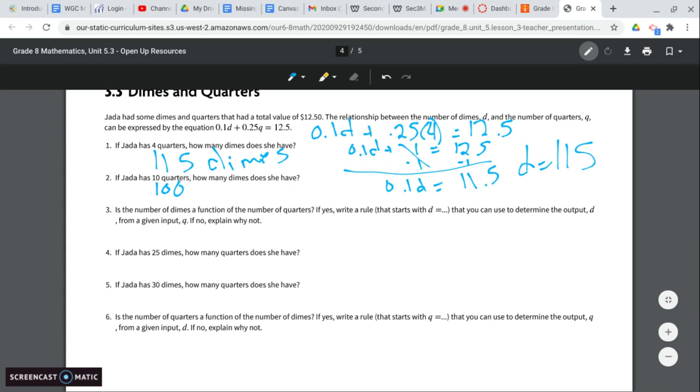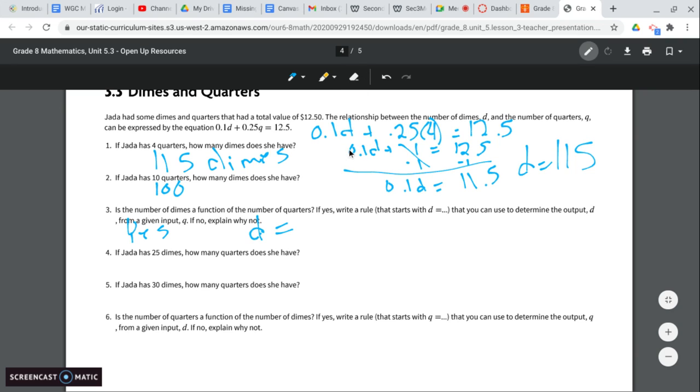So is the number of dimes a function of the number of quarters? If yes, write a rule that starts with D equals that you can use to determine the output D from a given input Q. If no, explain why not. So this is yes. We can use the number of quarters to determine the number of dimes. So D equals, basically what we want to do up here is solve this so we have D by itself.